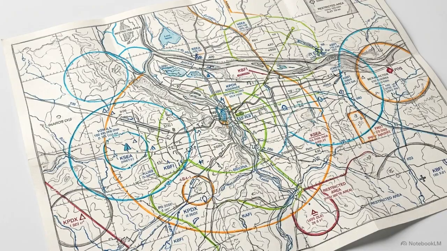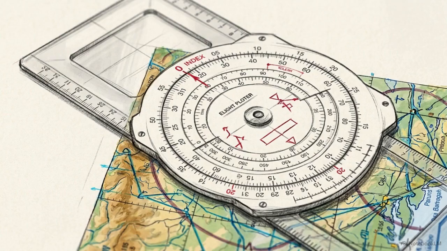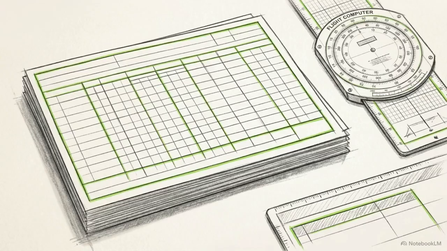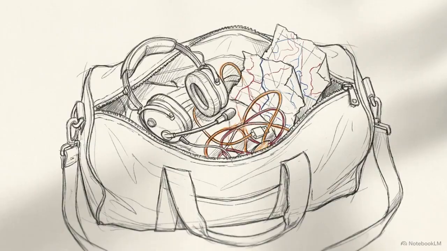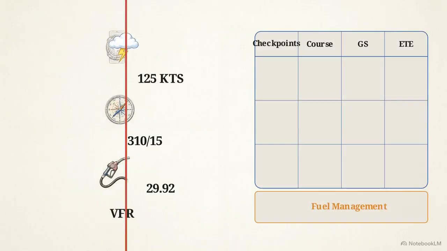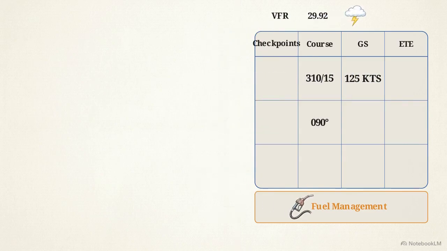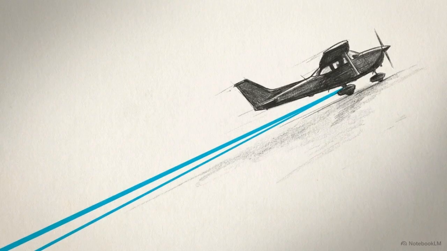Gather a current sectional chart, a plotter, an E6B flight computer, your aircraft's pilot's operating handbook, and blank flight log forms. Taking the time to convert the raw data from these tools into a comprehensive, step-by-step blueprint is the dividing line between professional airmanship and dangerous guesswork.